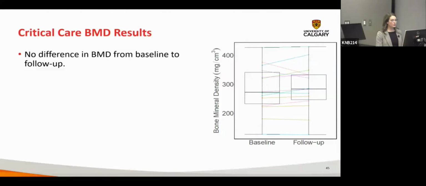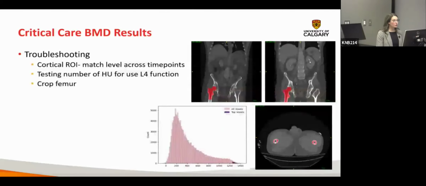So some of the things we did to try to troubleshoot why we weren't seeing changes in BMD. In terms of that cortical ROI that we would select, we actually tried a couple different things. So we tried to level match if we actually drew the manual cortical ROI at the same level. So often between the two scans, they were different lengths at the femur. So we wanted to account for that.